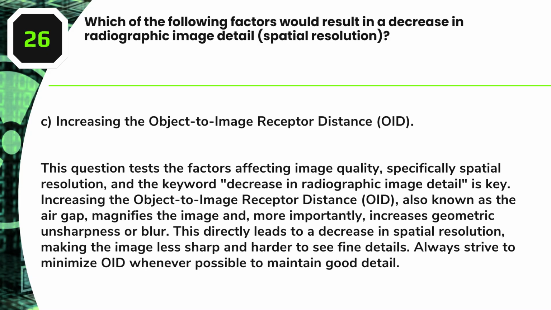Answer C. Increasing the object-to-image receptor distance, OID. This question tests the factors affecting image quality, specifically spatial resolution, and the keyword decrease in radiographic image detail is key. Increasing the object-to-image receptor distance, OID, also known as the air gap, magnifies the image and, more importantly, increases geometric unsharpness or blur. This directly leads to a decrease in spatial resolution, making the image less sharp and harder to see fine details. Always strive to minimize OID whenever possible to maintain good detail.